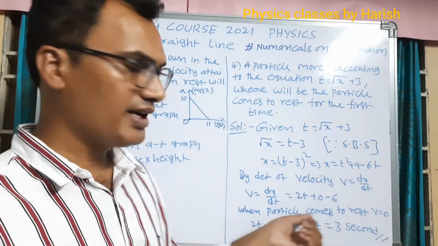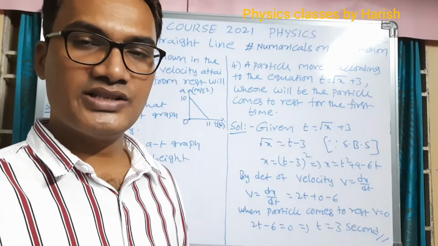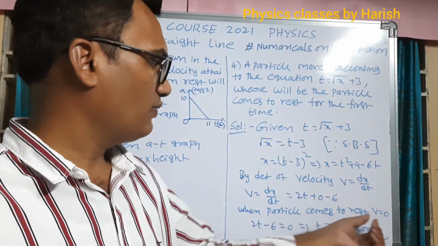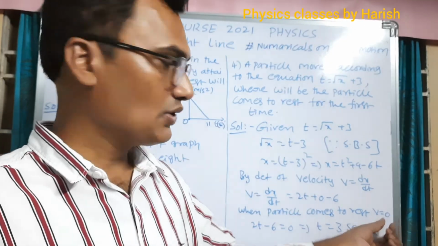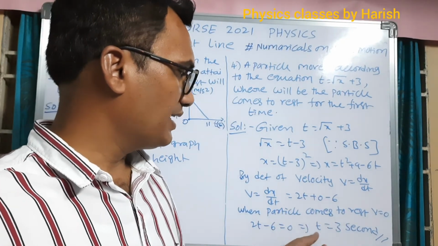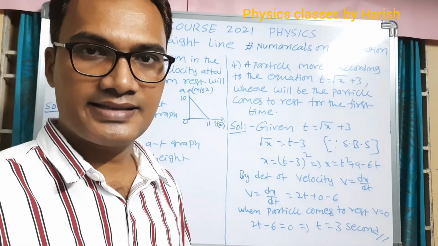When the particle comes to rest, its velocity should be 0. When velocity is 0, then the particle will be at rest. So if we equate v is equal to 0, that means 2t minus 6 is equal to 0, then t is equal to 3 seconds.